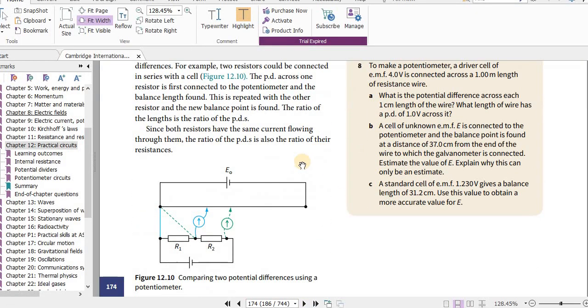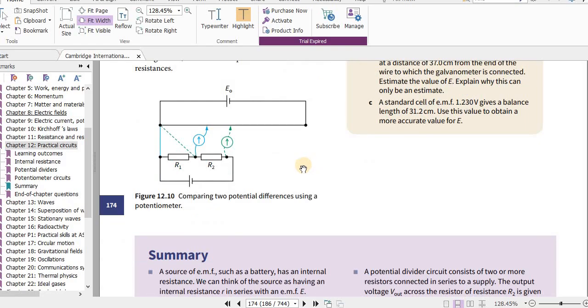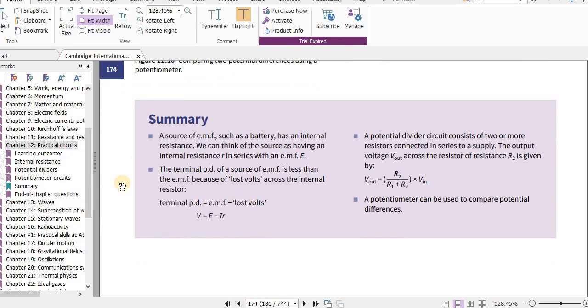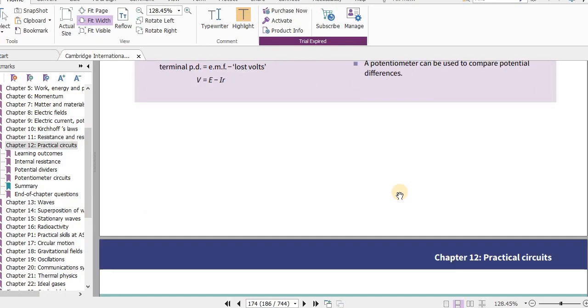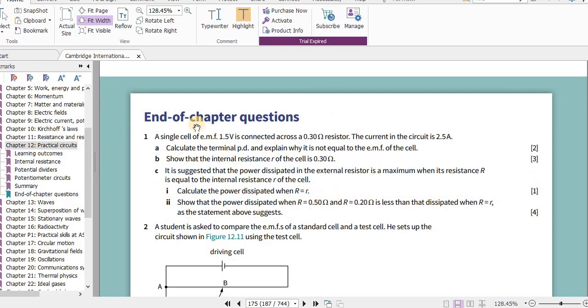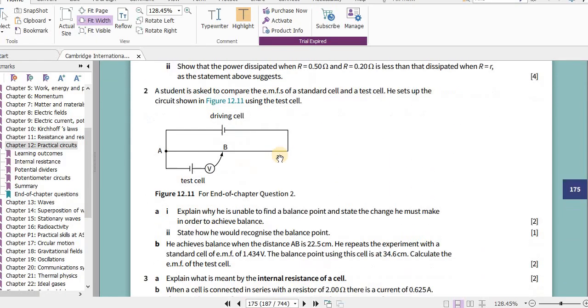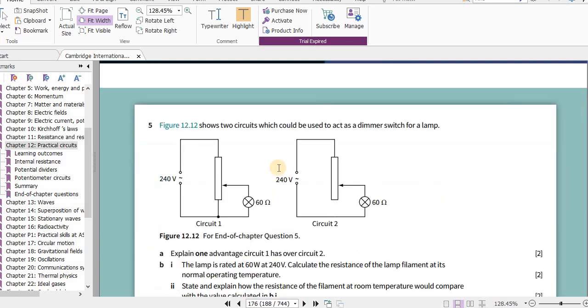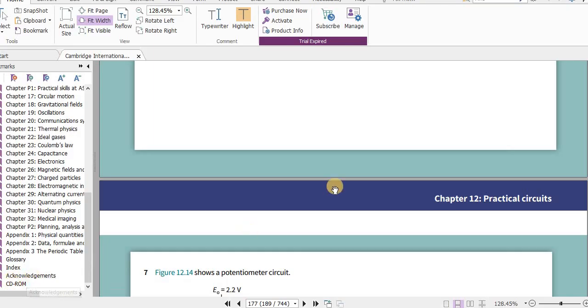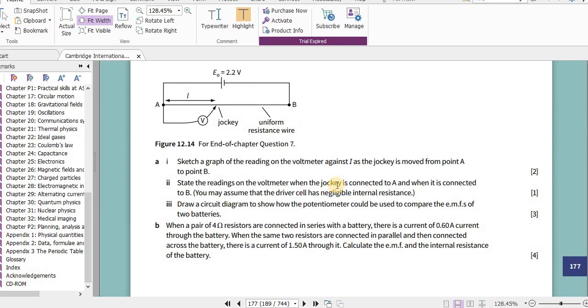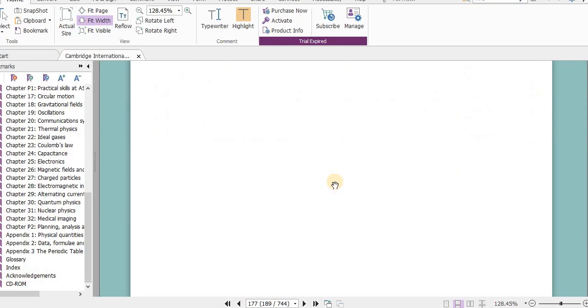Okay, so that's the end of the lesson on practical circuits. We went through internal resistance, potential dividers, and the potentiometer circuit. So make sure you answer all these questions in the brown boxes first and check the solutions to ensure that you have understood the theory very well. Then you can start the end of chapter questions. Do this also and check the solutions in the CD-ROM part of the book, in the last few pages of the book. It's also coming in the CD separately.